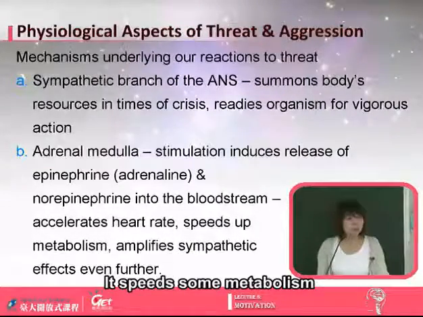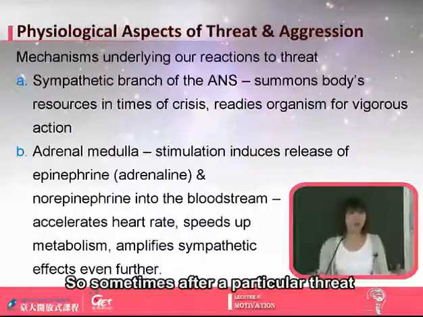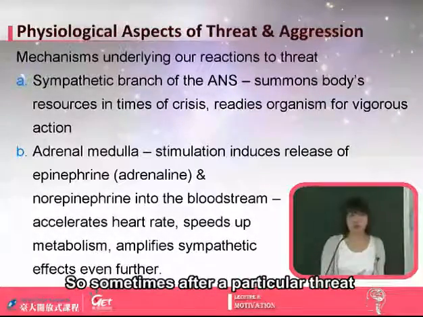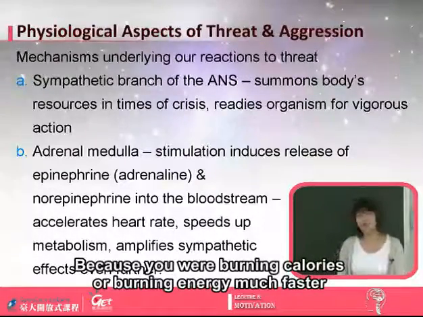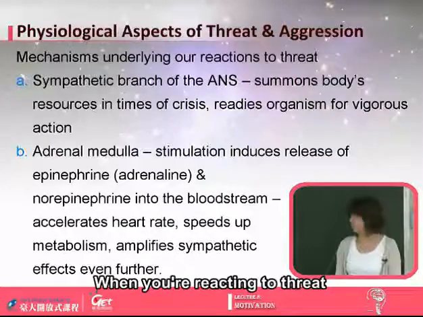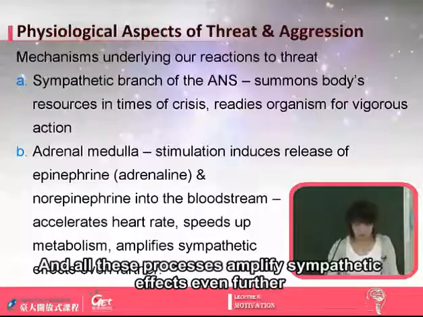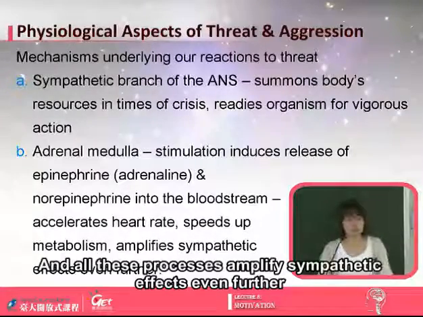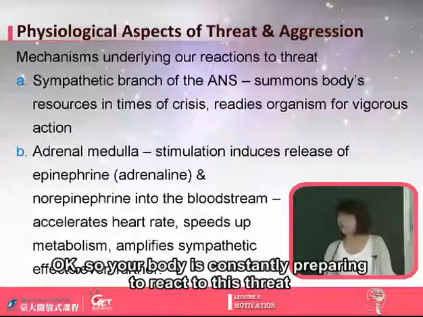It speeds up metabolism. You burn your calories faster. You burn energy faster. So sometimes after a particular threat, you might feel exhausted because you were burning energy much faster when you are reacting to threat. And all these processes amplify the sympathetic effects even further. Okay, so your body is constantly preparing to react to this threat.